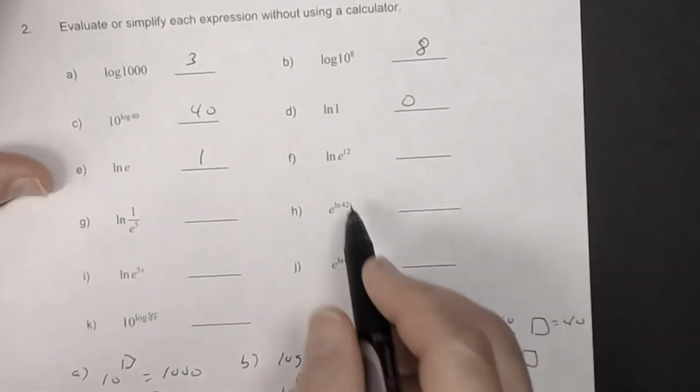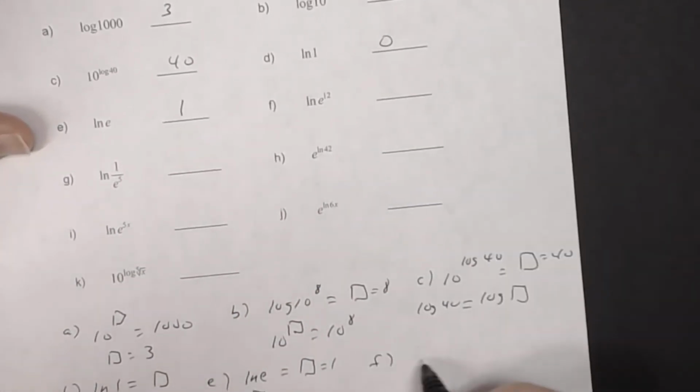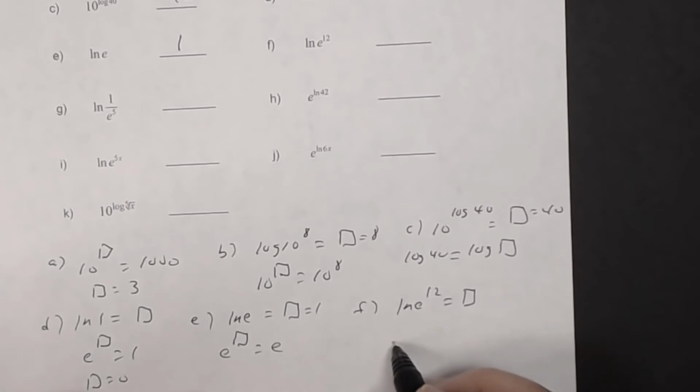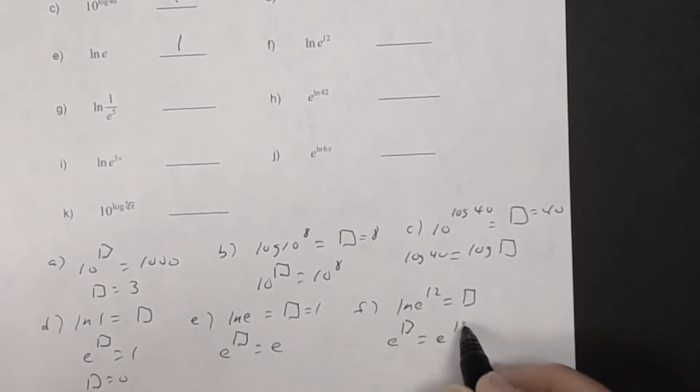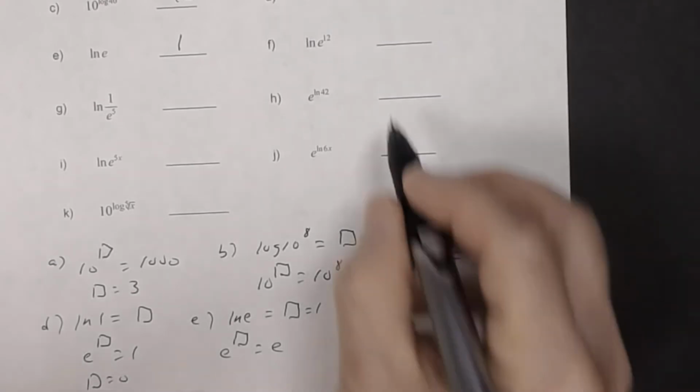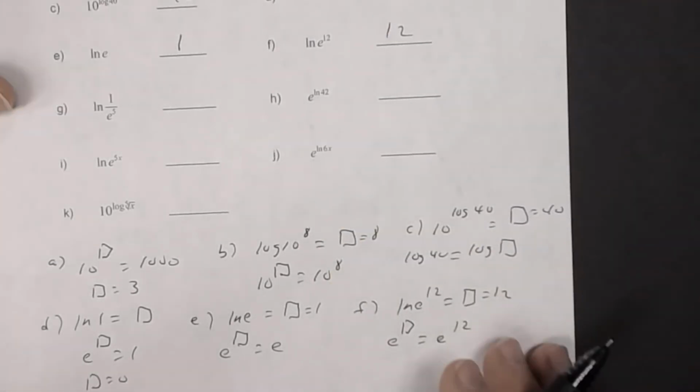F, you have the natural log of e to the 12th. Okay, let's find out what that equals. So e to the box equals e to the 12th. Well, if this side is e to the 12th, then this must be e to the 12th. So that's 12.